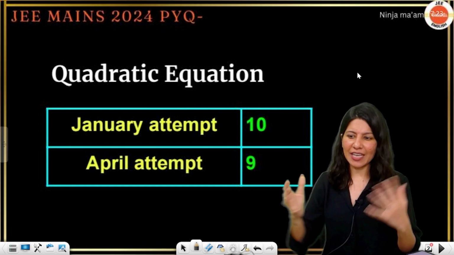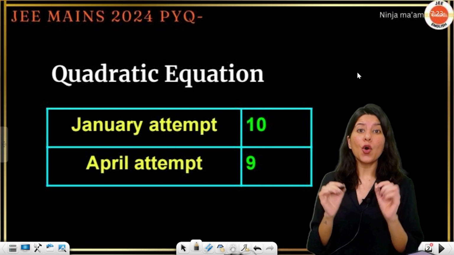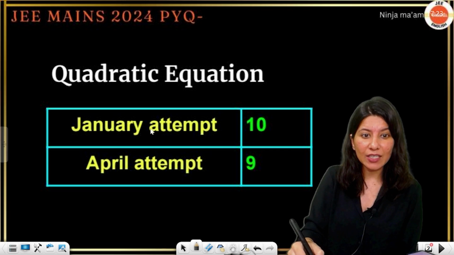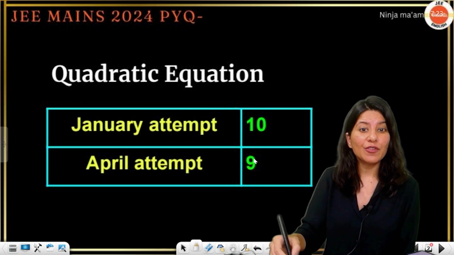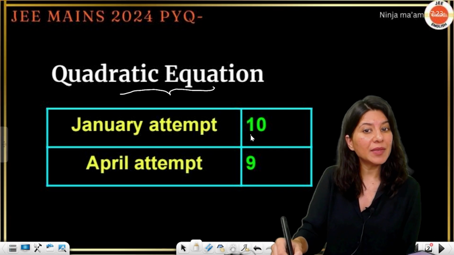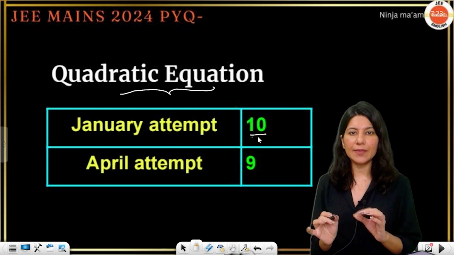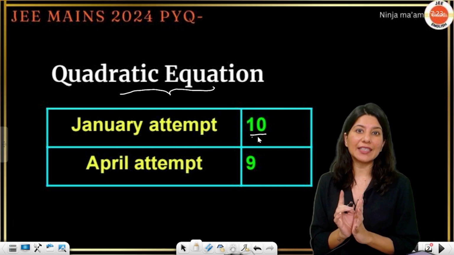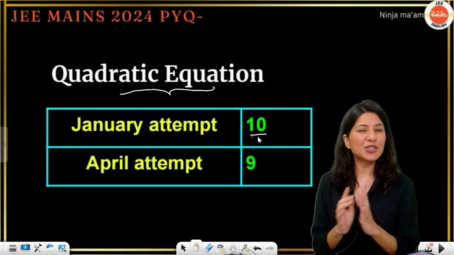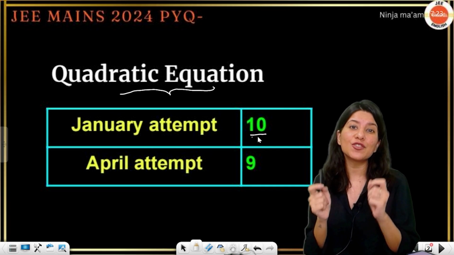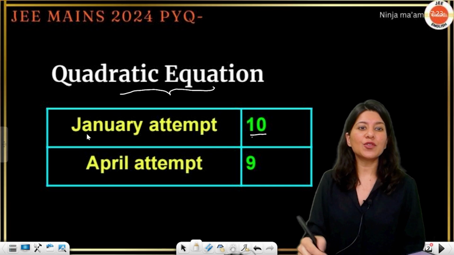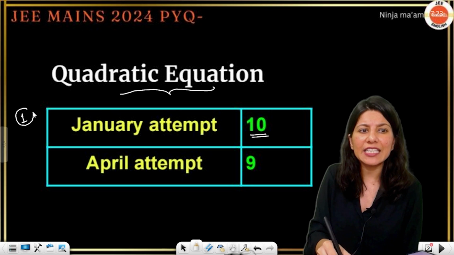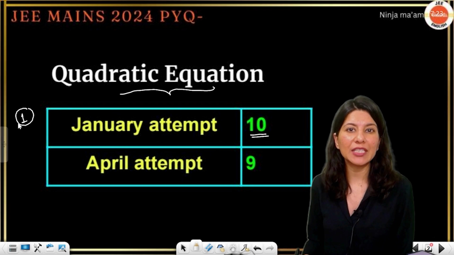And in today's session, as you can see, we are going to cover all the previous year questions from the chapter Quadratic Equations, and that too from the January attempt, JEE Main 2024. You can clearly see that in January there were 10 questions asked from quadratic equations alone. What does that mean? Because you always ask me, ma'am, what is the weightage of quadratic equation? So the weightage is nothing but you can see minimum one question, so you can definitely expect it in your upcoming JEE Main 2025.